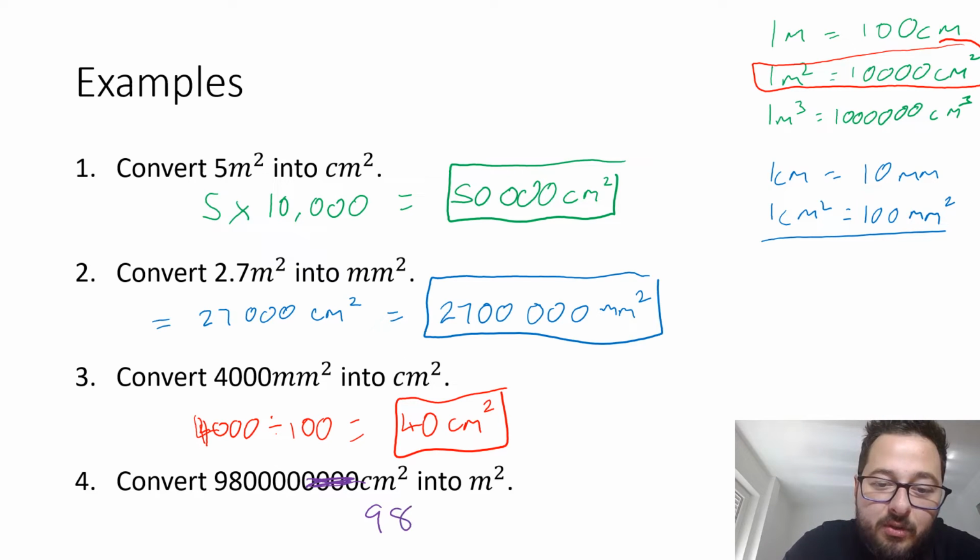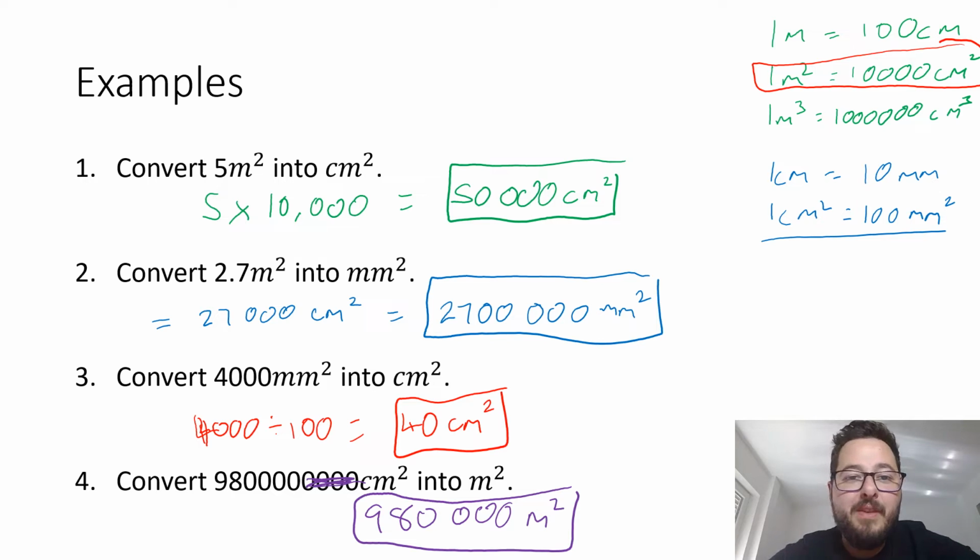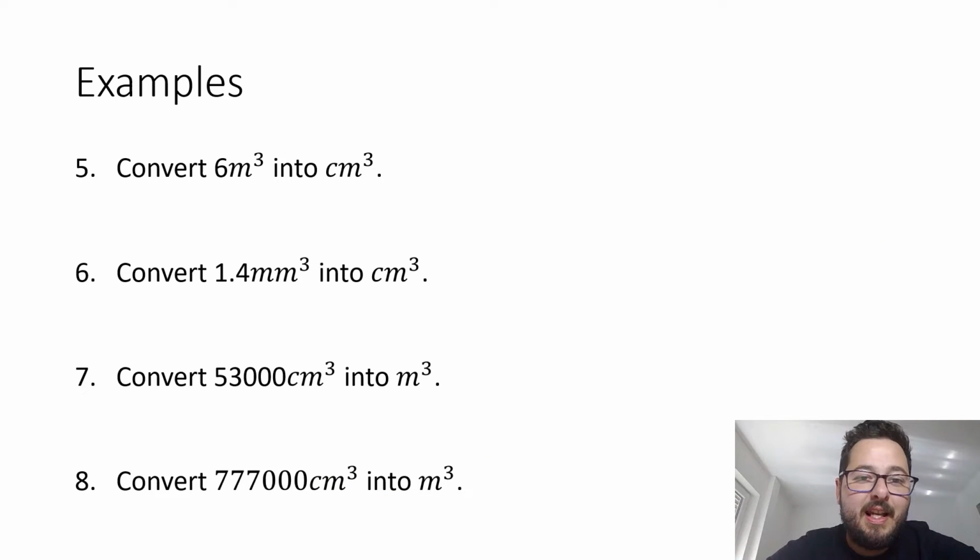So this is 980,000 meters squared. All right, and that's them. Let's move on to the next slide. So we've got a few more examples. So these are all to do with cubes now.